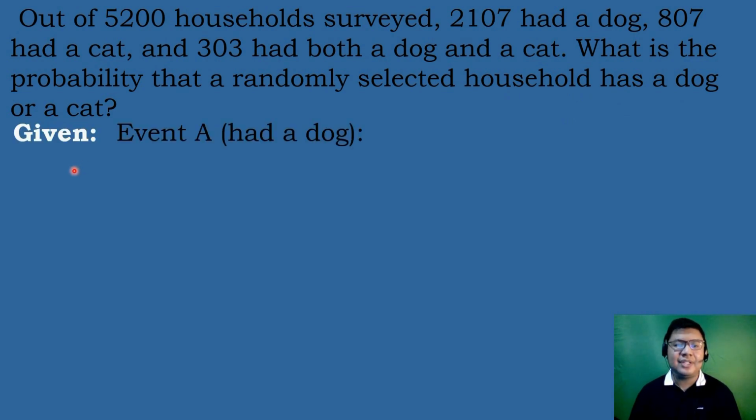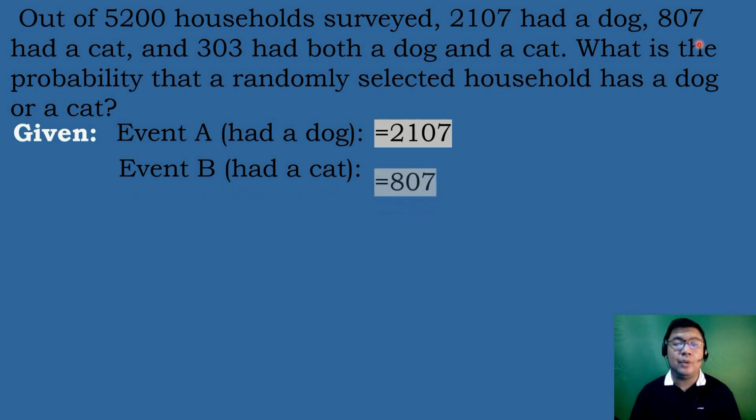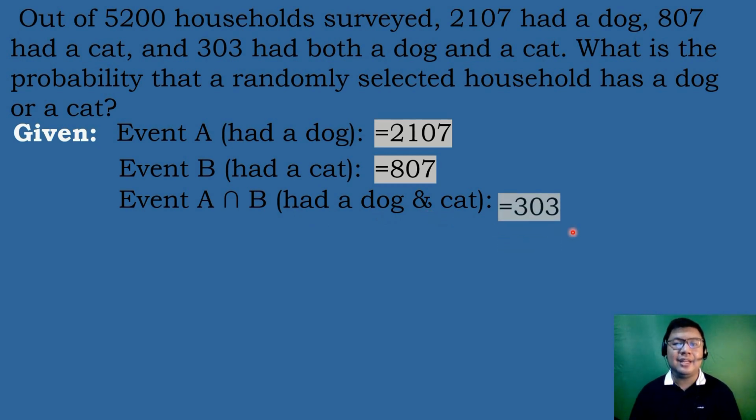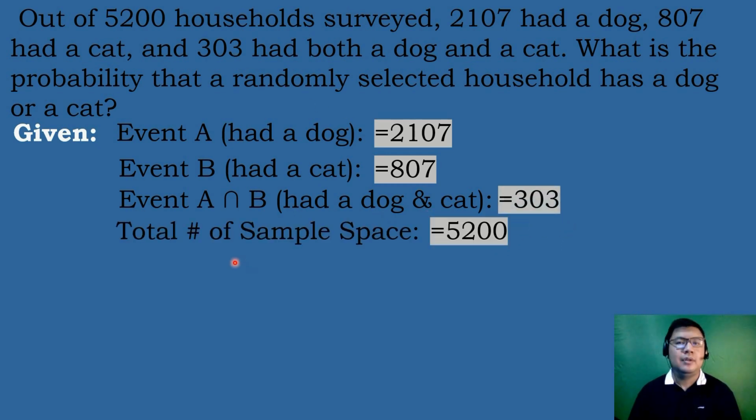Let's identify first the given. So we have event outcomes of A, the households with a dog, equal to 2,107. And then we have event outcomes of B, the households which have a cat, equal to 807. And then the intersection of A and B, the households with a dog and a cat, is equal to 303. And then the total number of the sample space is already given in the problem, which is equal to 5,200.